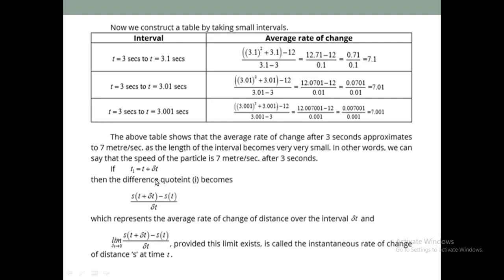Then the difference quotient becomes, because t1 is equal to t plus delta t, and delta t is like 3 to 3.001, delta t is 0.001. Now the difference in the values divided by the difference in time represents the average rate of change. As delta t tends to 0, it means the difference gets closer, and provided the limit exists, it is called the instantaneous rate of change.